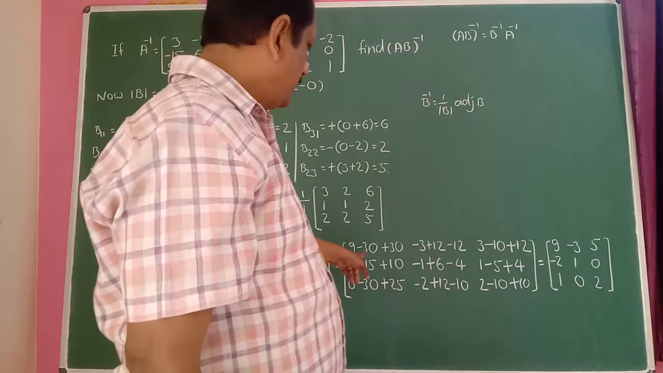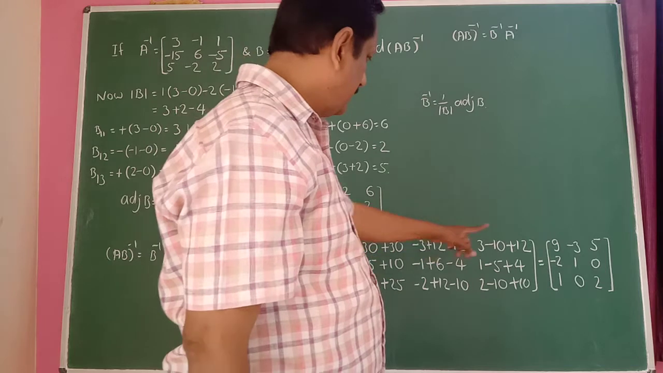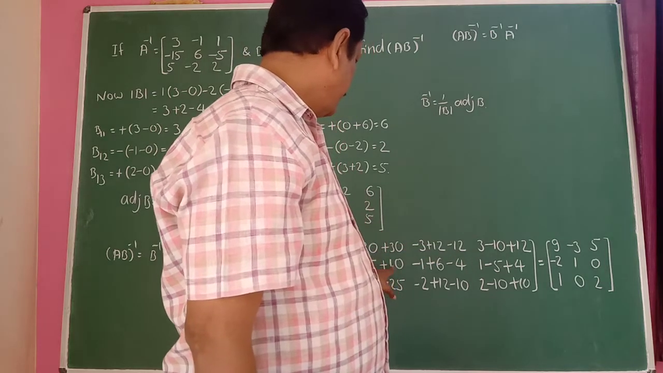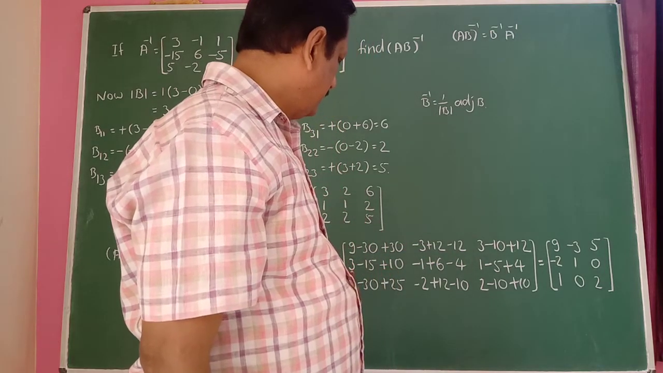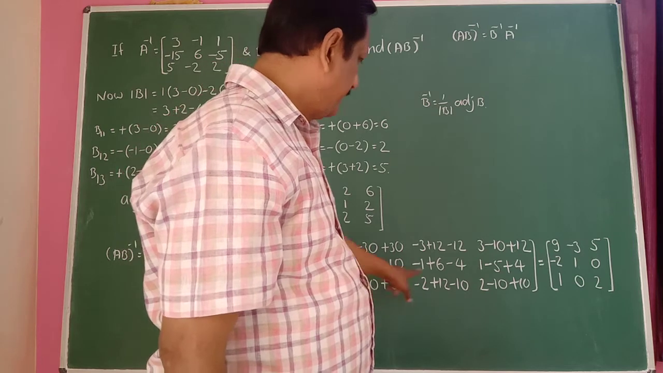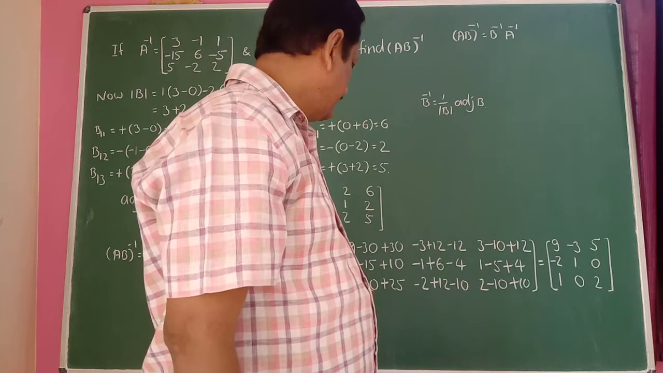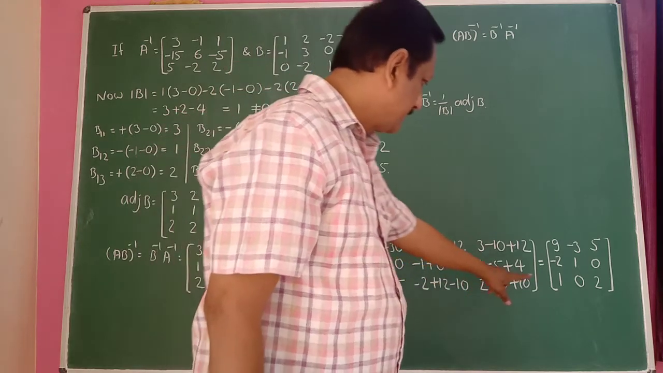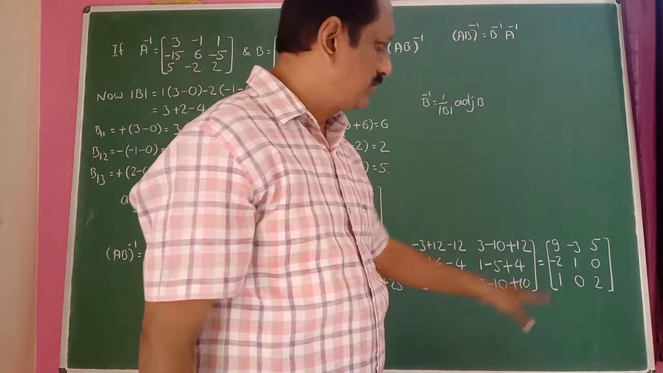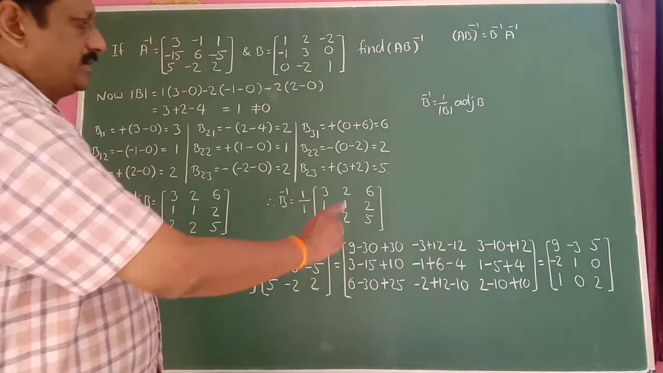Therefore, minus 30 plus 30 cancels here. These are 9. Then 10 plus 3, 13. 13 minus 15 gives a minus 2. 25 minus 30, minus 5. 6 minus 5 becomes 1. So simply add the two columns also. We get the required result here.